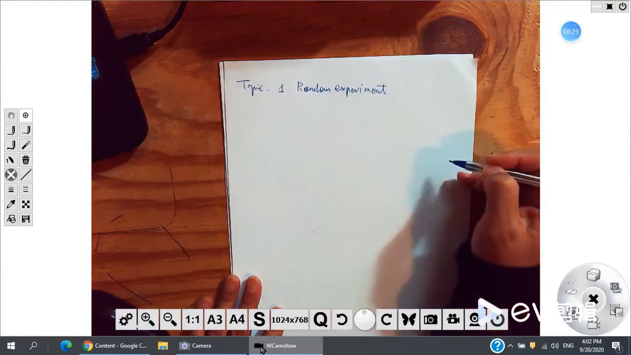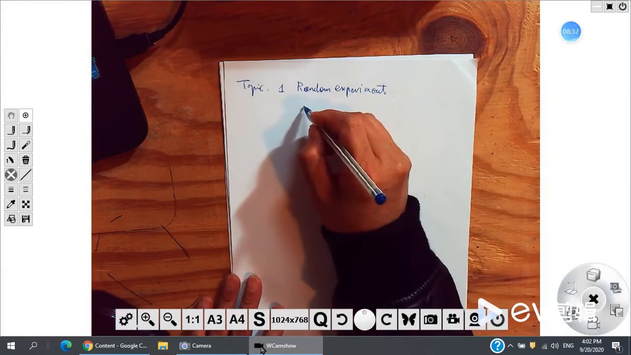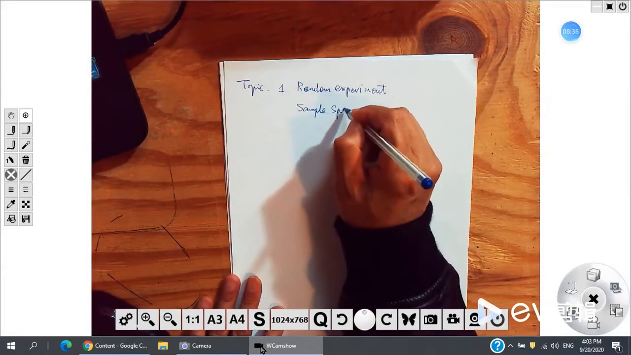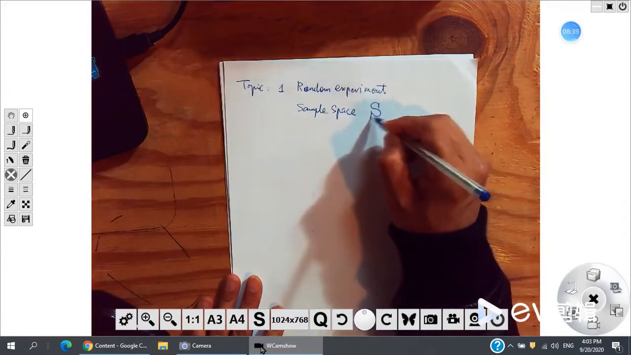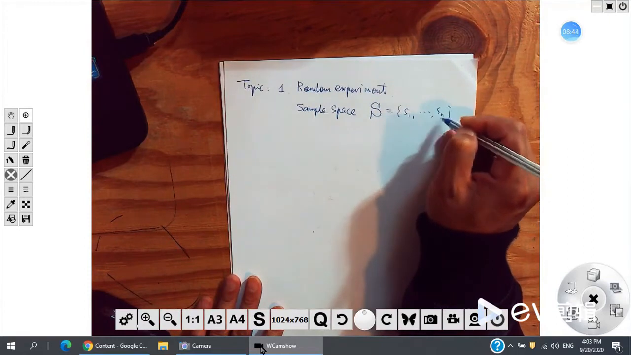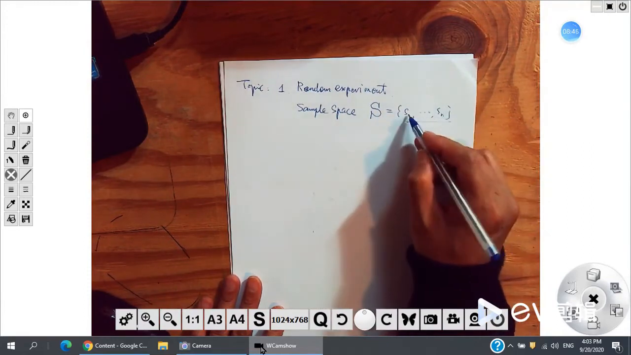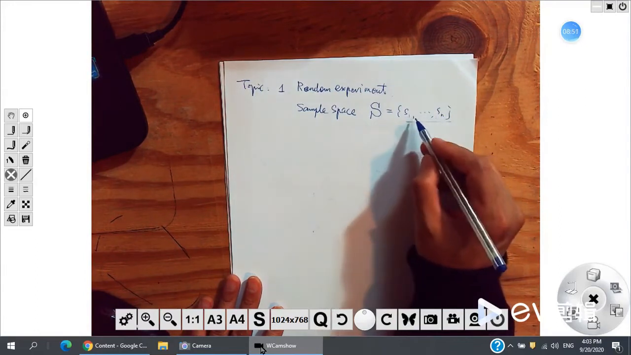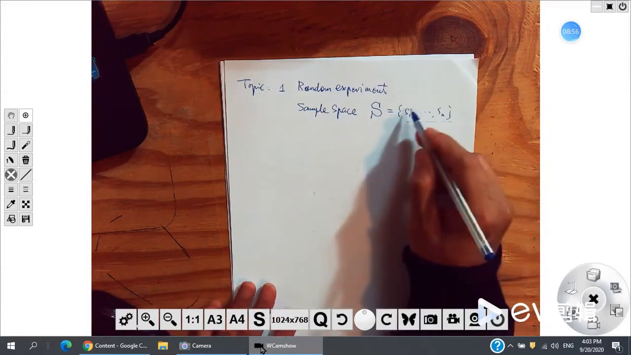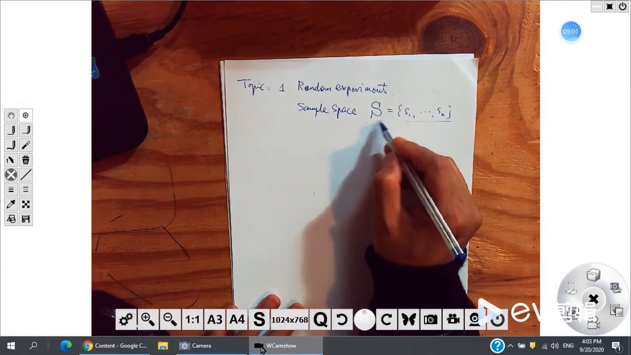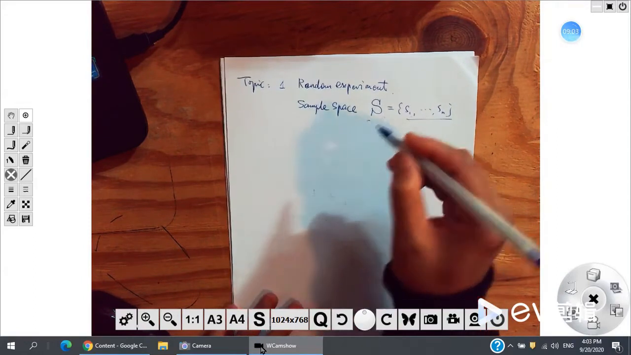Random experiment, and then we have the sample space, S. That depends, so I just write it in this way. If you have a tail or head for a coin, or the experiment is a dice, then just 1 to 6, depending on your experiment. The sample space contains all possible results.